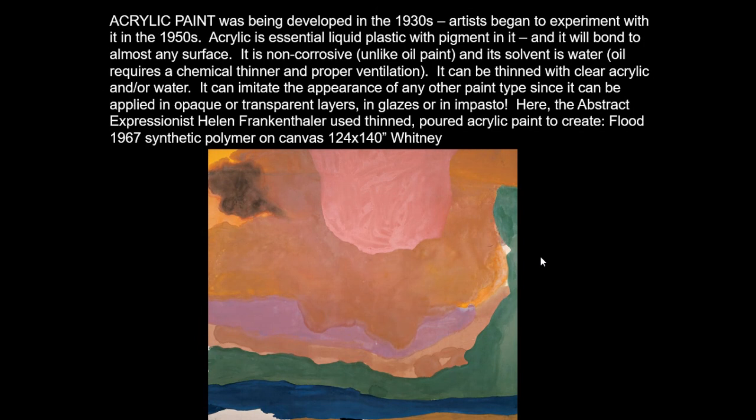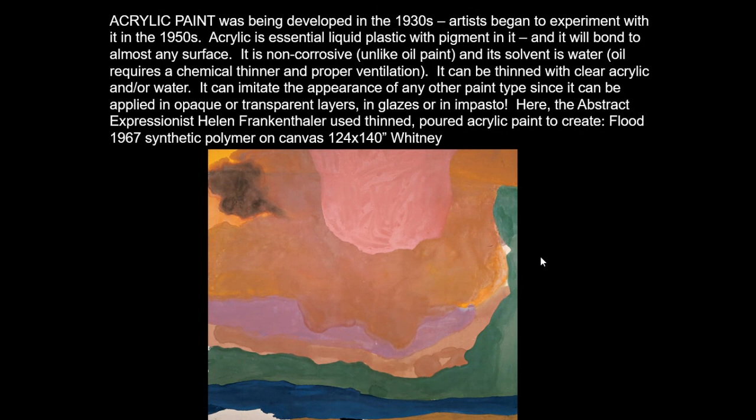Paint could be applied to rigid or flexible supports. It can be thinned out to make glazes by adding more of the polymer, more of the acrylic itself. It can be built up in thick layers. It can imitate almost everything that any of the other paints are capable of doing.